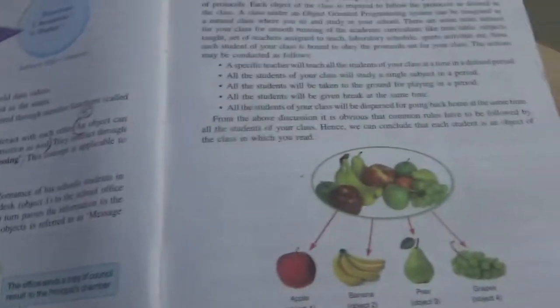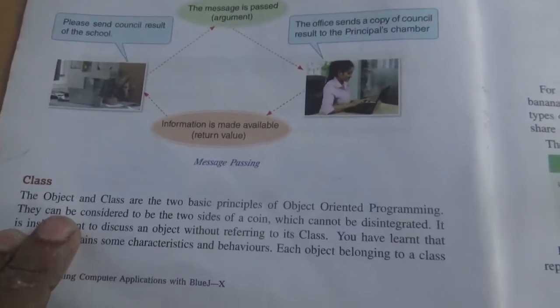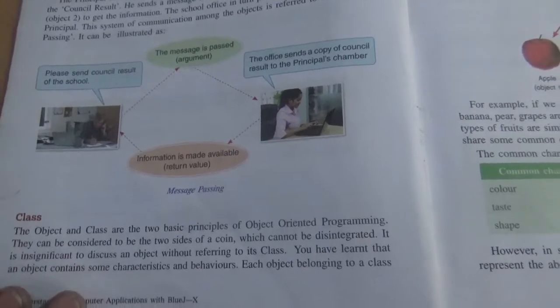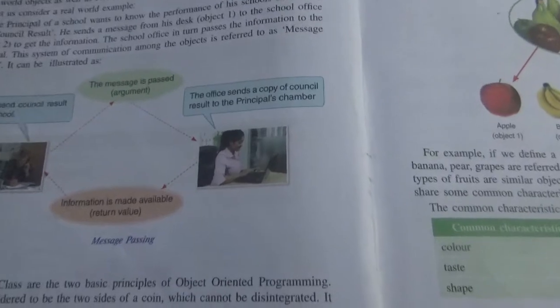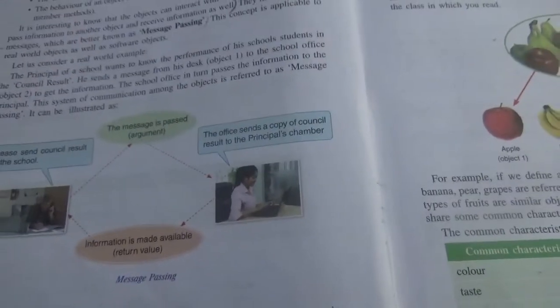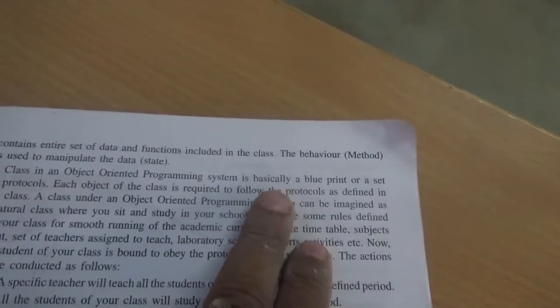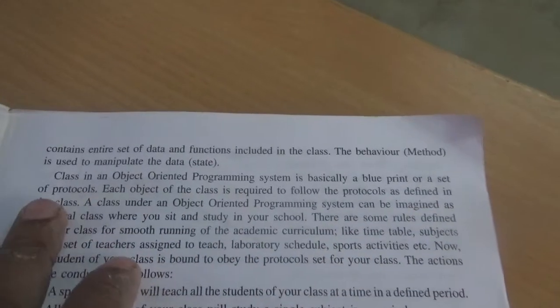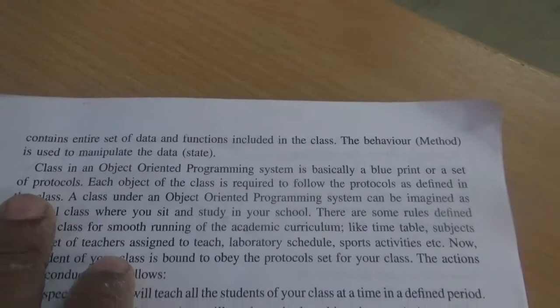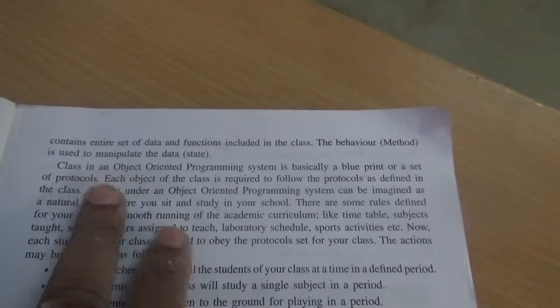class now. So what do you mean by class? What actually is a class? We can say that a class is basically known as a blueprint. Class is generally known as a blueprint. See here, the definition is given here. It is basically a blueprint or a set of protocols.